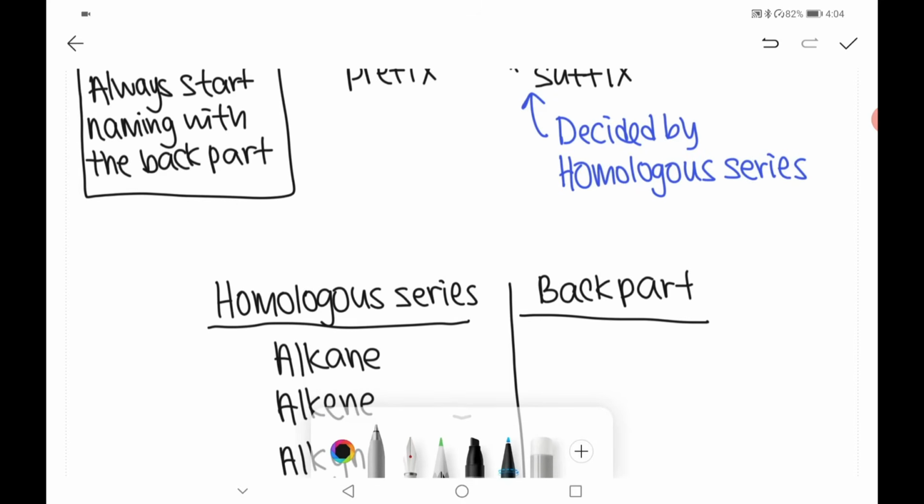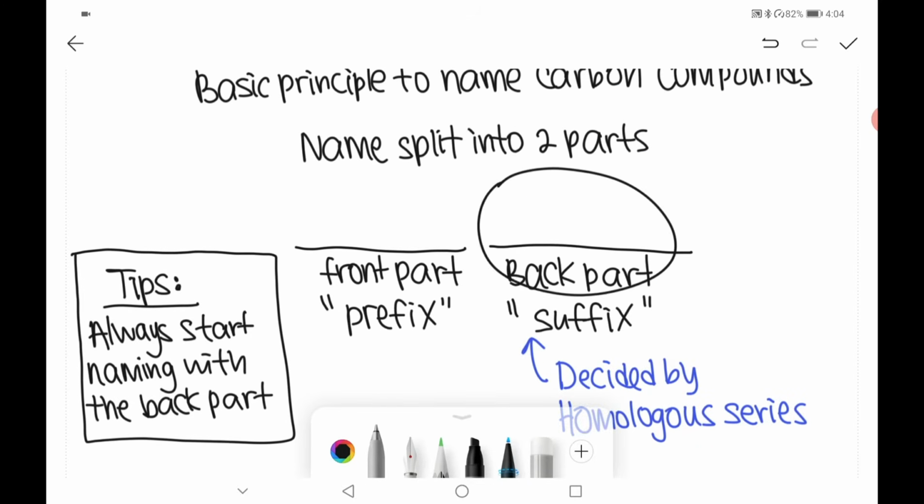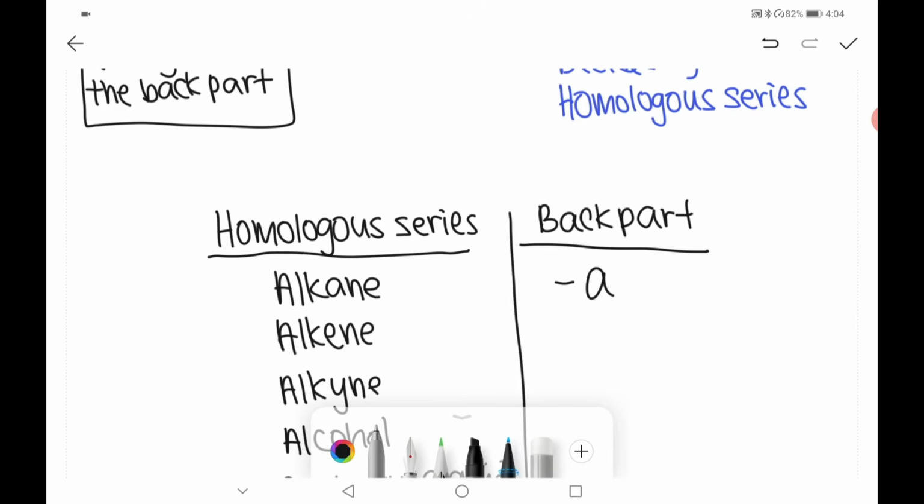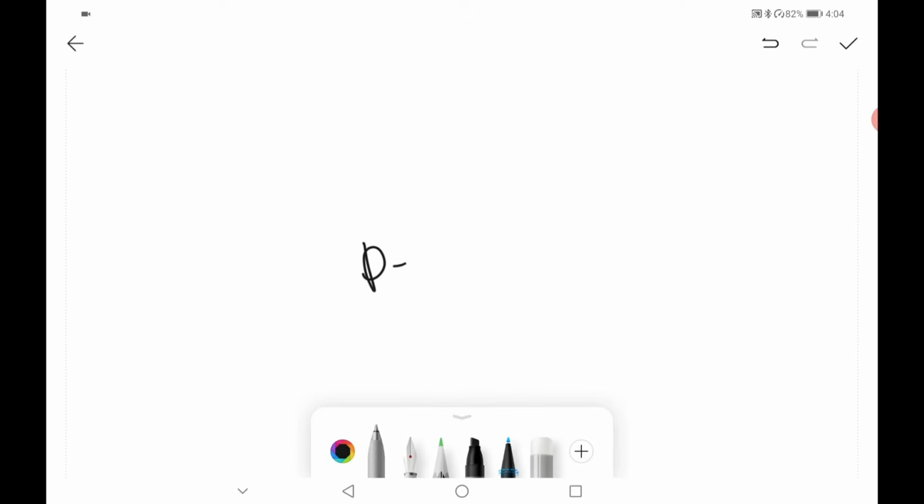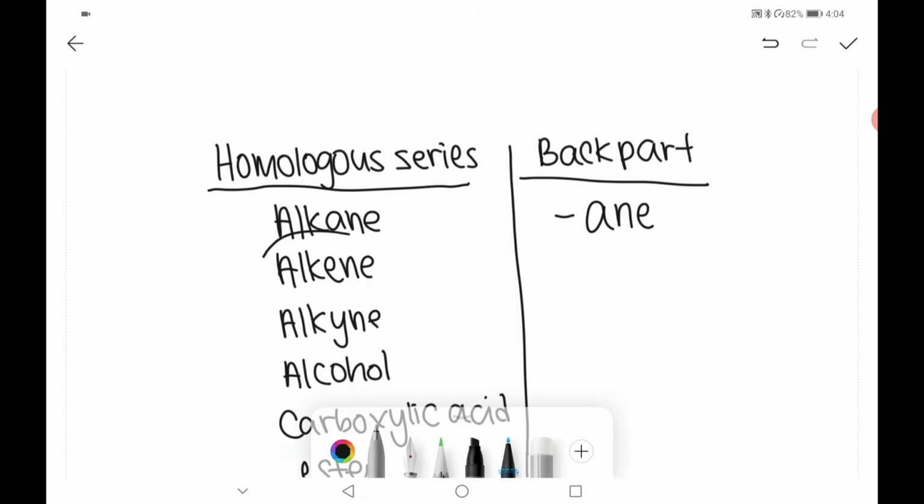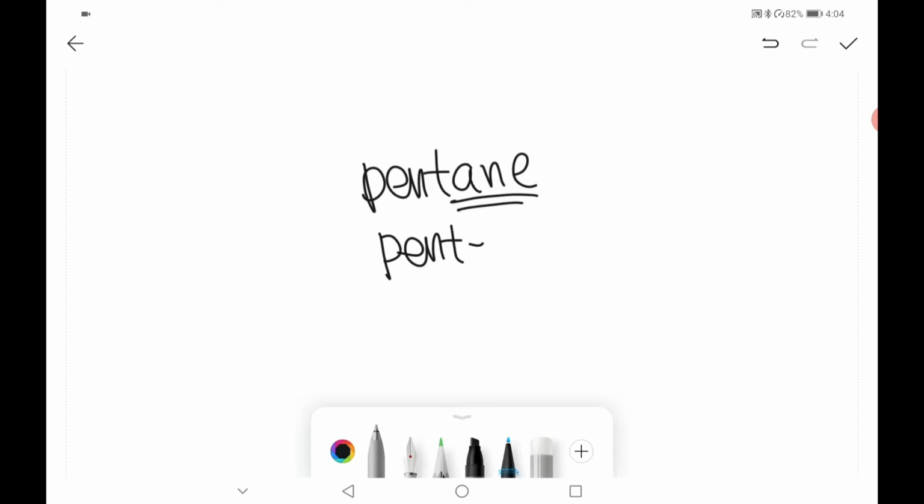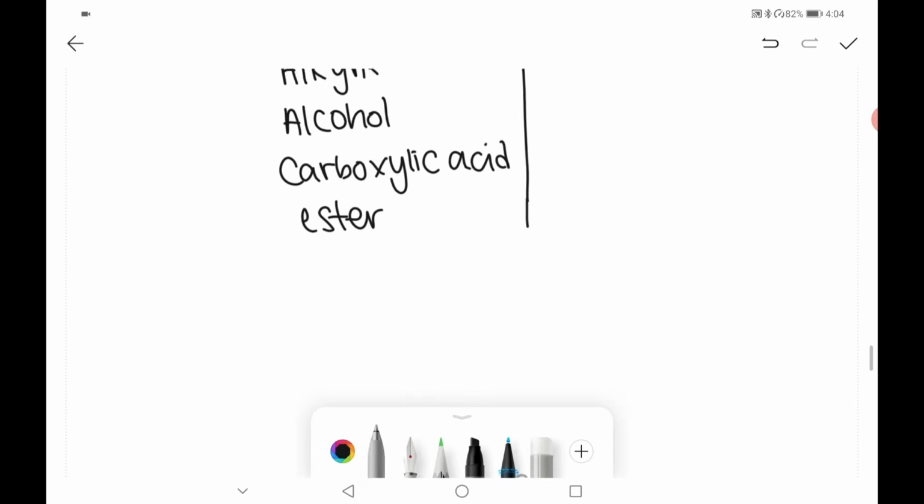If the carbon compound is alkane, the name must end with ane. For example, you will learn this later, pentane. When you see the name ends with ane, you know the substance is alkane. If the substance is alkene, the back part must finish off with ene. Let's say you see the name pentene. The name ends with ene, so it is alkene.